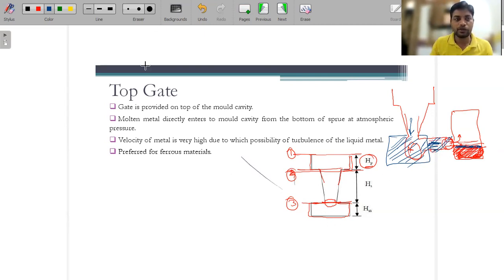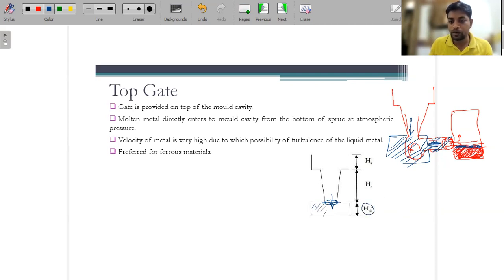So this figure is like this. This is the exit of the sprue, that's why we consider this the top gate, from which the molten material comes directly into the mold cavity. This is the mold cavity, HM is the height of the mold cavity we are considering, and this is the cross sectional area, AM. So the total mold volume will be equal to AM.